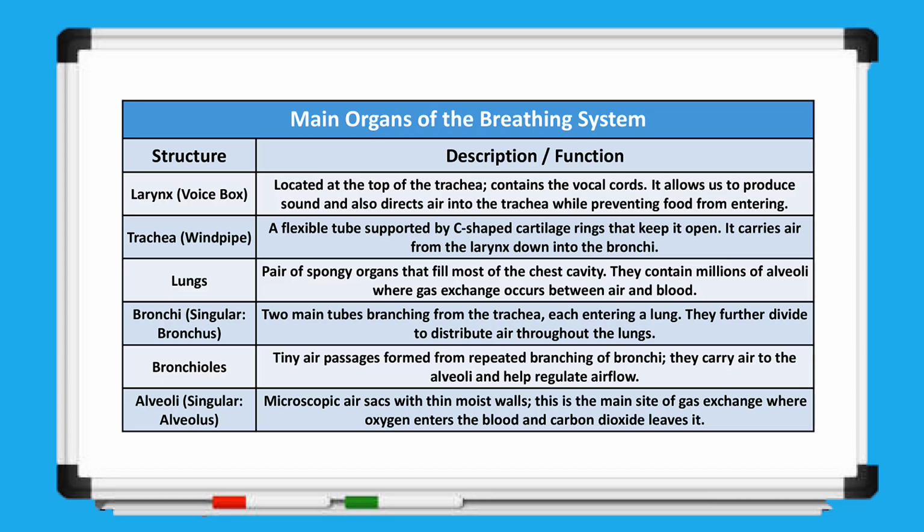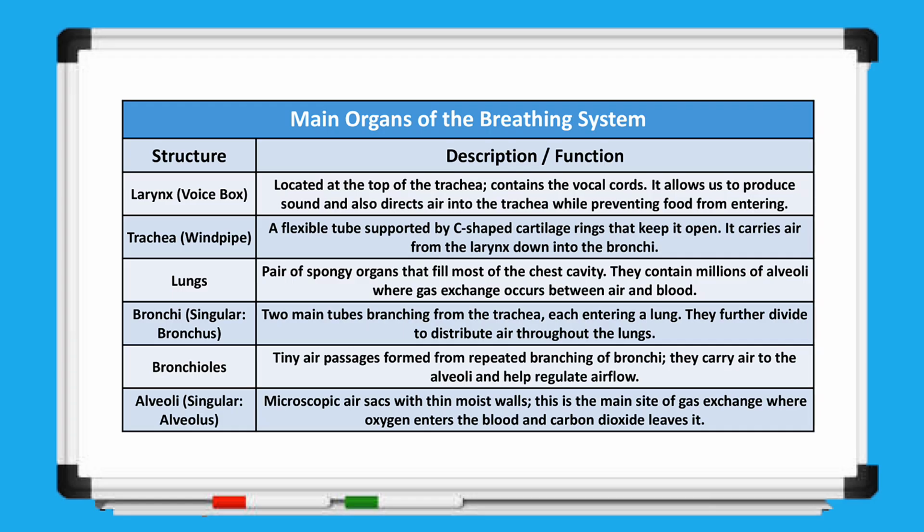Now, let's talk about the lungs themselves. They are the largest organs in the breathing system, soft, spongy, and filling most of the chest cavity. The lungs are covered by a thin membrane and are well protected by the ribcage. Inside are millions of tiny air sacs called alveoli, which play a vital role in gas exchange. The lungs' main function is to take in oxygen from the air we breathe and remove carbon dioxide from the blood, helping our body maintain a healthy balance of gases.